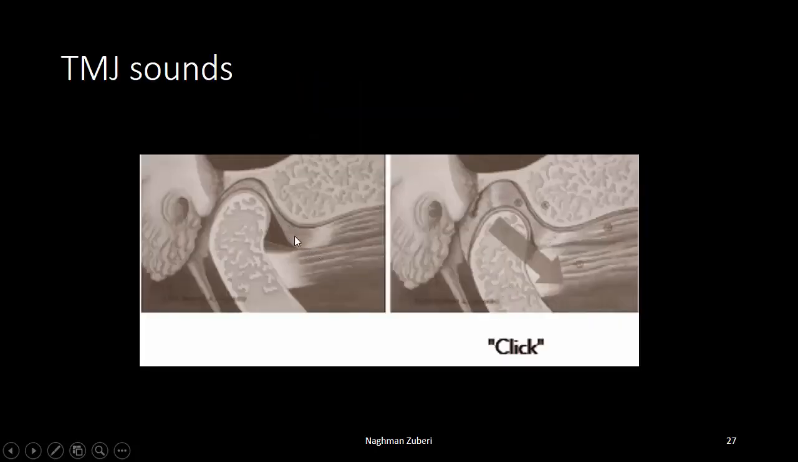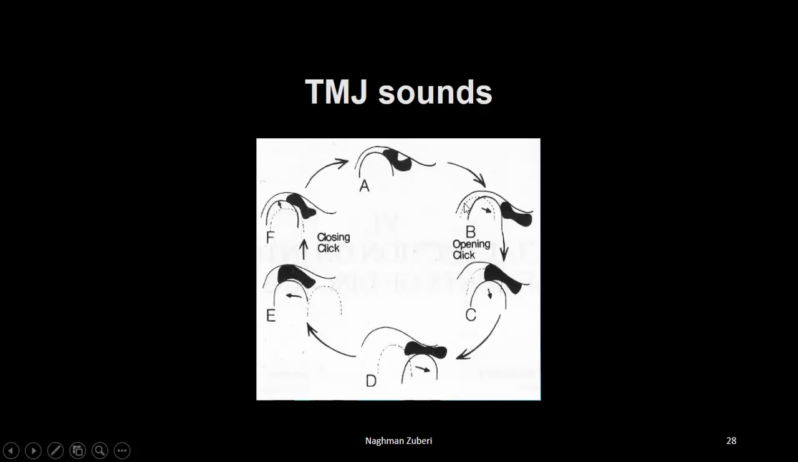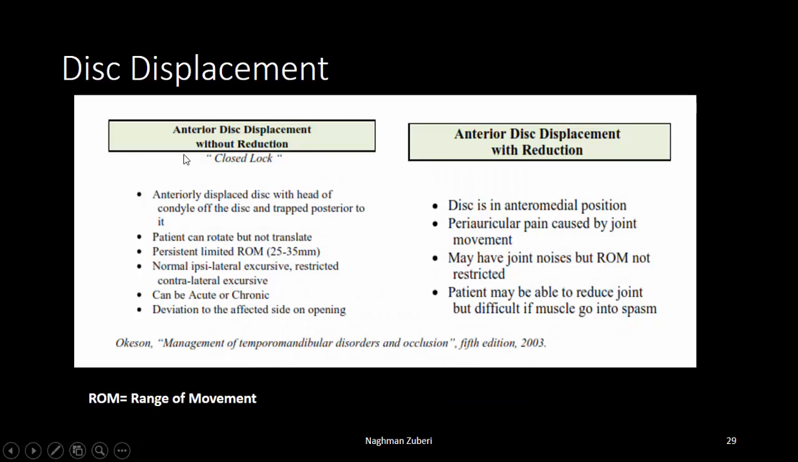When there is reduction, the clicking sound will be heard. Just giving you a hint once again. There could be a clicking sound on opening, a clicking sound on closing, or in both situations, a clicking sound will be heard. Now let's see how clinically both these situations are different: anterior disc displacement without reduction and anterior disc displacement with reduction. I have taken this picture from Oxen, 5th edition.